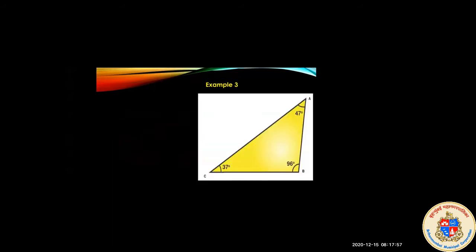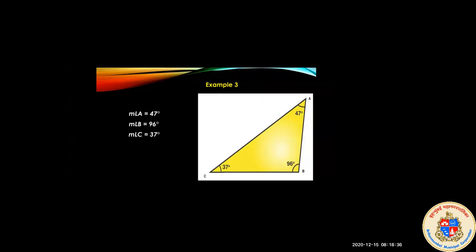Example 3. Now there is a triangle ABC. In this, measurements are given. Angle A is equal to 47 degrees, angle B is equal to 96 degrees, angle C is equal to 37 degrees. Now you have to find out which triangle it is. See, measure of angle A is equal to 47 degrees. Measure of angle B is equal to 96 degrees. Measure of angle C is equal to 37 degrees.